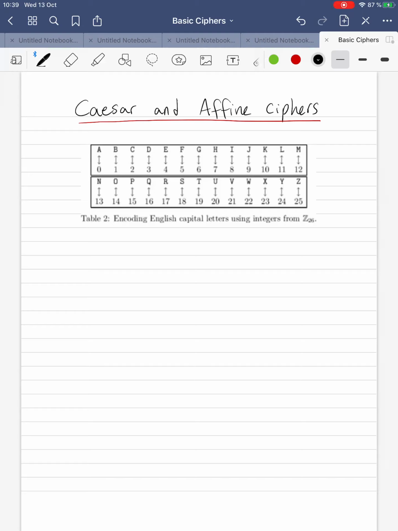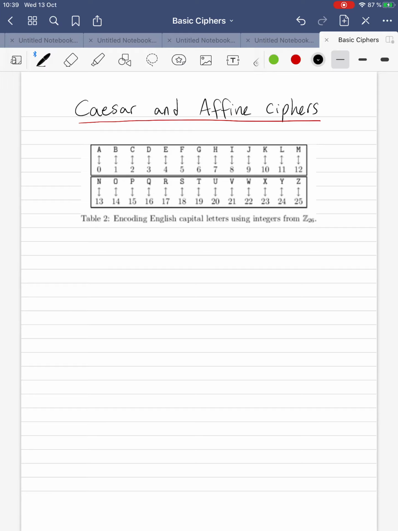Okay, in this video, I want to start by showing two very basic ciphers. One called the Caesar cipher and one called an affine cipher, which are used to encrypt messages in a very basic way. You don't need much math here at all. It's just a little bit of math. So I'm going to explain the math behind these two ciphers.